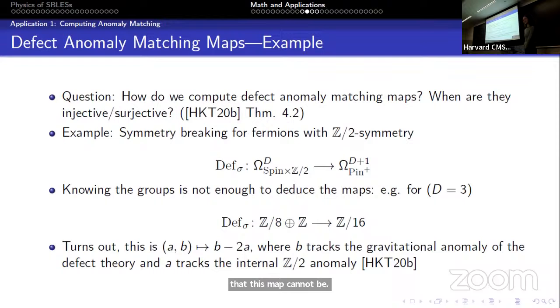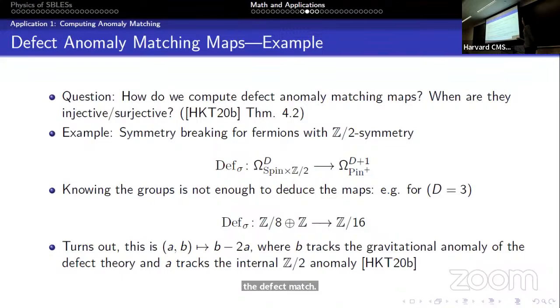I think Brian talked about this precise example earlier today. So here this b is tracking the gravitational anomaly and a is tracking the internal Z2 anomaly. And so there's some interesting physics that we can deduce by knowing precisely what this map is. We know how the anomaly content of the bulk and the defect match. But we wouldn't know that until we know what the precise map is. We don't know that from the group alone.